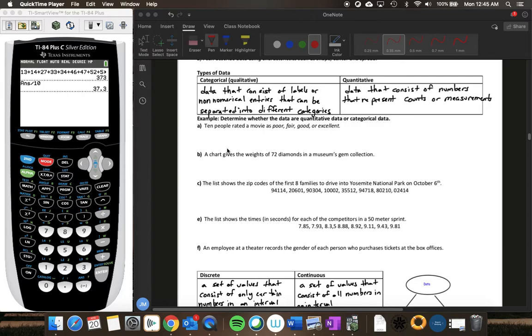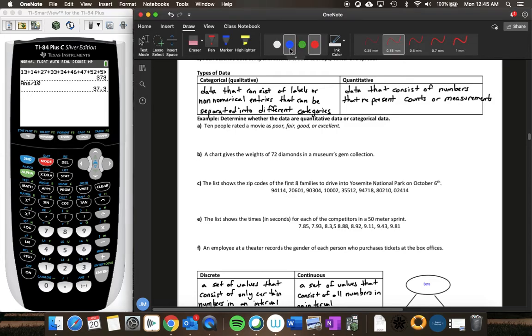Quantitative data, though, has to be numbers. So for quantitative data, that's data that consists of numbers that represent counts or measurements. Typically, what you want to think of if you're trying to decide between quantitative and categorical: for quantitative, it should make sense to be able to find an average. If it makes sense to average the numbers together, that's going to tell you quantitative. If there's no numbers, or if it wouldn't make sense to average the numbers together, that is instead going to be where you would say categorical.